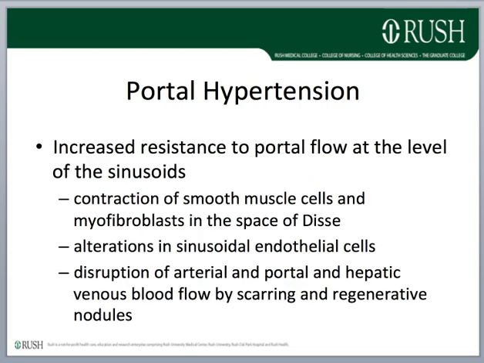The basic cause of portal hypertension is an increase in the resistance to portal flow at the level of the sinusoids because of a variety of different factors, which I listed here. The contraction of the smooth muscle cells and myofibroblasts, that is, remember, the hepatic stellate cells in the space of Disse, alterations in the sinusoidal endothelial cells, and then finally there's disruption of the arterial and portal circulations due to the extensive alterations in the microarchitecture of the liver from scarring and regenerative nodules.